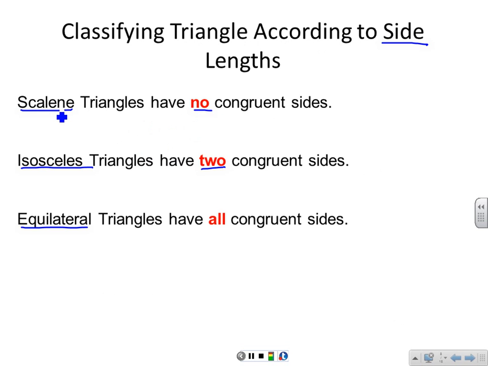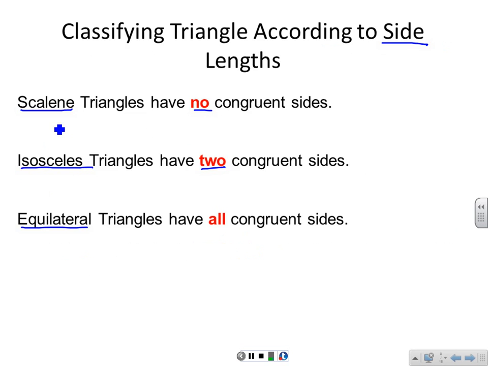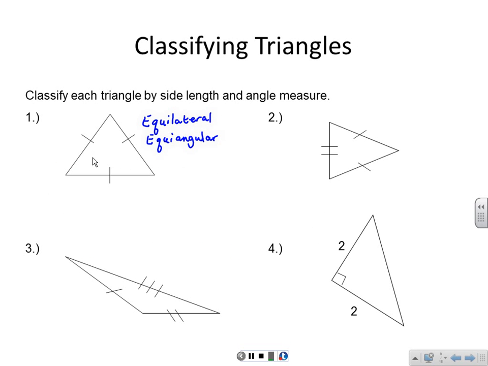Alright, so we have equilateral, that's going to be our sides. And then acute, right, and obtuse, so since it's equal angular, they have to be 60. All of these are going to be 60 degrees. And so this is going to be an acute triangle.